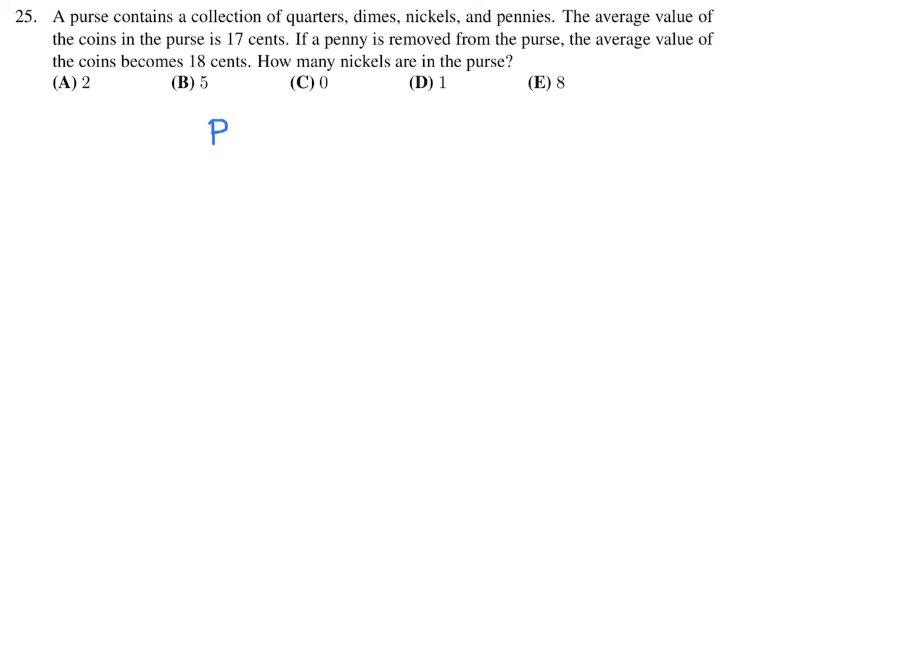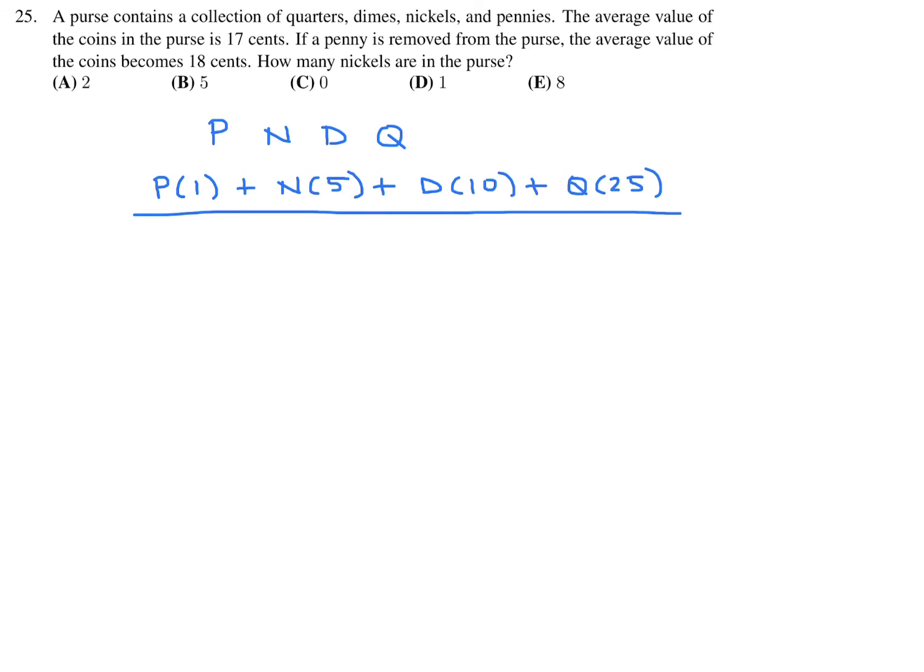So we got pennies, nickels, dimes, and quarters. So the number of pennies times 1, which is the value of a penny, plus the number of nickels times 5, which is the value of a nickel, plus the number of dimes times 10, plus the number of quarters times 25, is the total sum of the amount of money. And of course you have to divide by the number of coins, which in this case would be the number of pennies plus the number of nickels plus the number of dimes plus the number of quarters. And they say that when you do that, you get 17 as your average. All right, so that's your first equation.